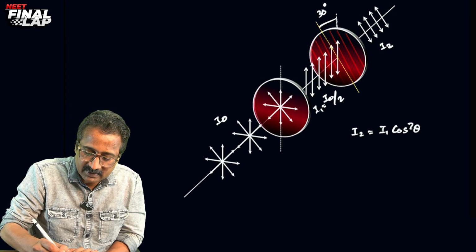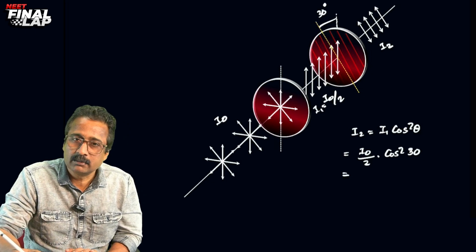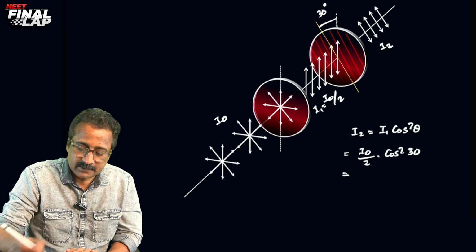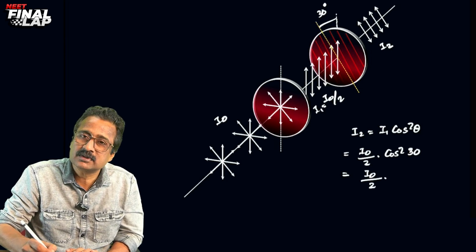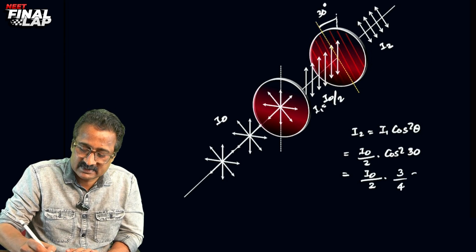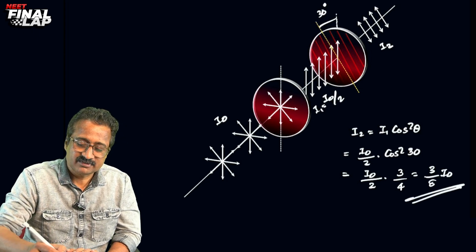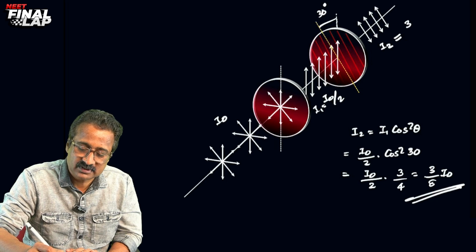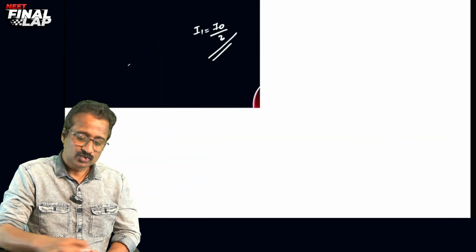So here I am calculating I2 using the values of I1. I1 is given to be I0 by 2, that into cos squared 30. That is, 30 degrees is the angle between the two transmission axes. Okay, now finally let's finish it. I0 by 2 into cos squared 30: cos 30 is root 3 by 2, so cos squared 30 is going to be 3 by 4. Yes, it is going to be 3 by 8 times I0. That is the intensity of light transmitted by the second Polaroid. So this is 3I0 by 8. That is our answer, 3I0 by 8.